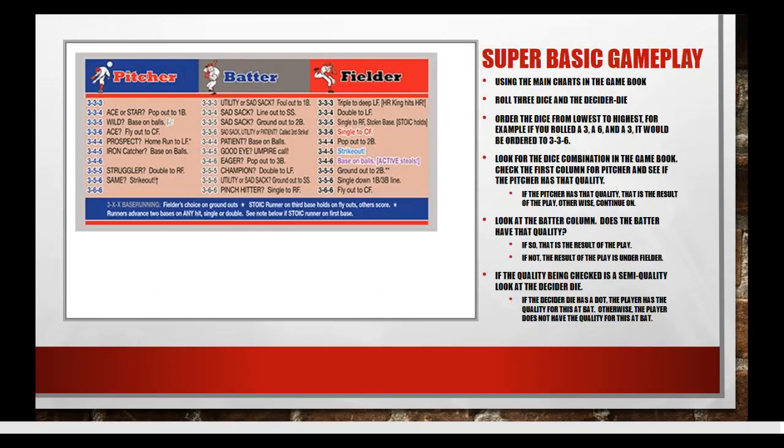All right, so let's go through real super basic gameplay. This game chart here is copied off the internet. Somebody posted this. This is out of an older game book, so I'm not giving away any of the secret sauce of this game really, because this is older.